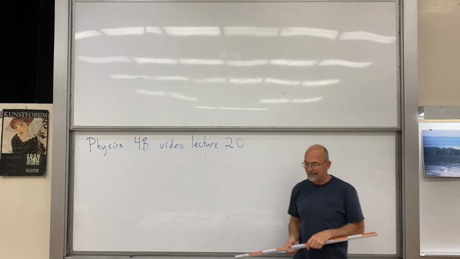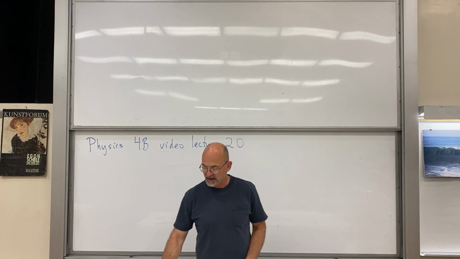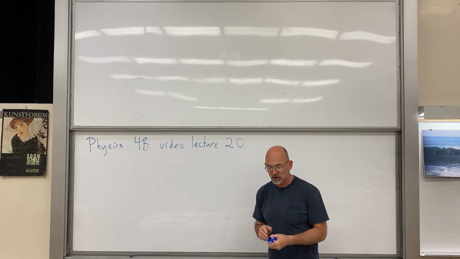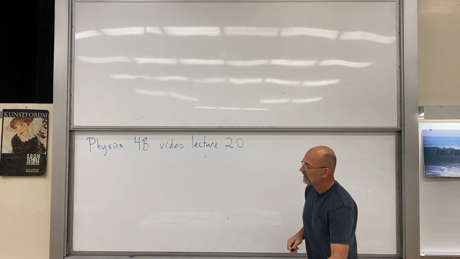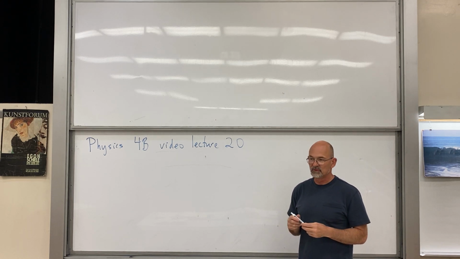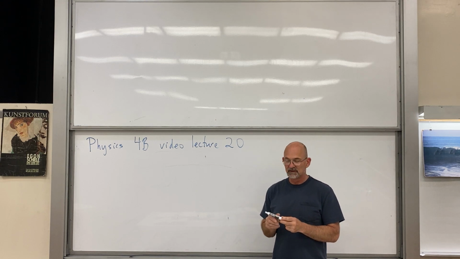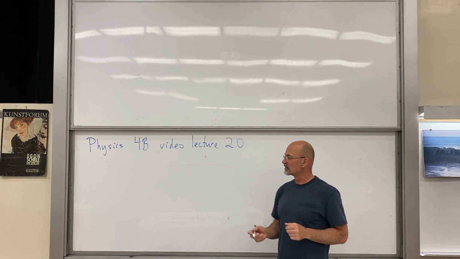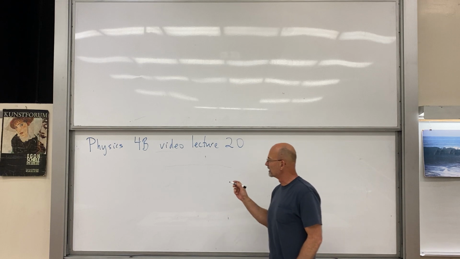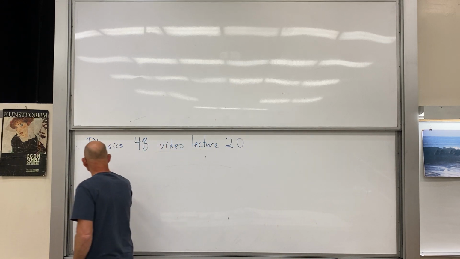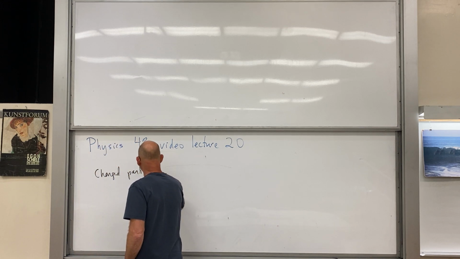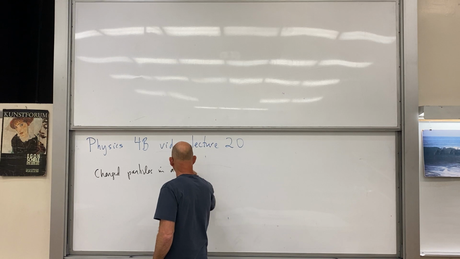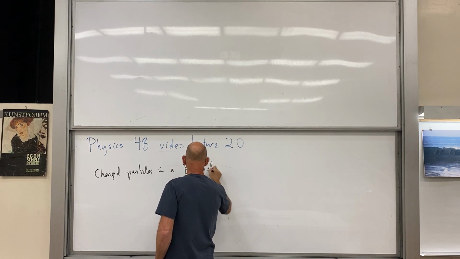We're talking about magnetism and in particular the motion of charged particles in a magnetic field. And then we'll move on to forces on current carrying wires and stuff. But let's stick with the charged particles for a moment. Charged particles in a magnetic field, in a B field.